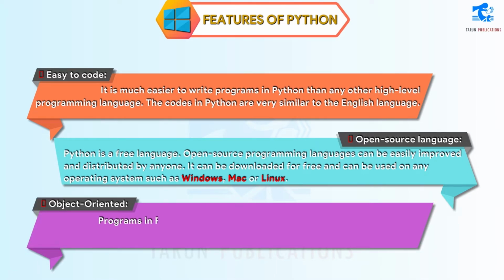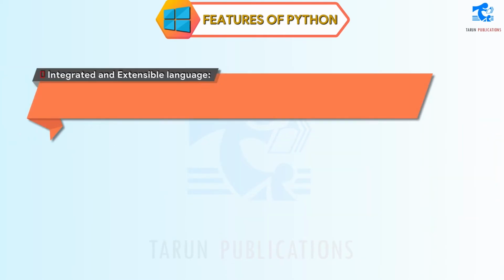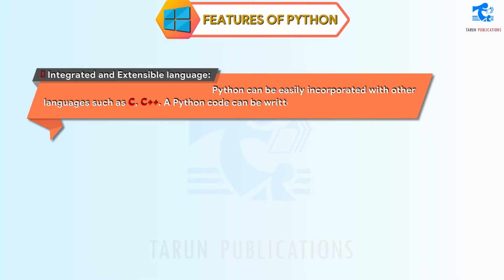Object-oriented. Programs in Python use the object-oriented approach, which means that they are designed by using objects and classes that interact with each other. Integrated and extensible language. Python can be easily incorporated with other languages such as C, C++. A Python code can be written and compiled in C or C++.